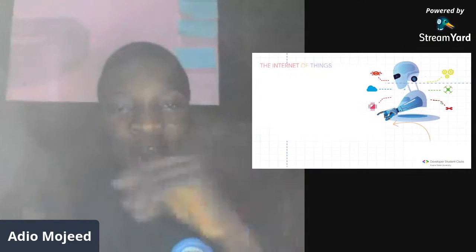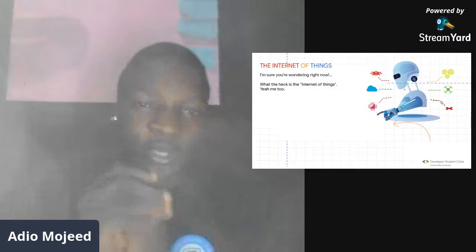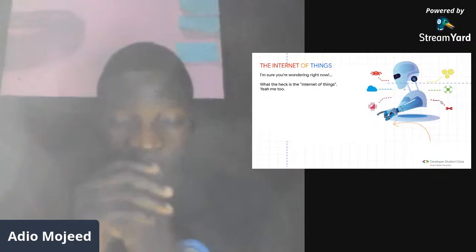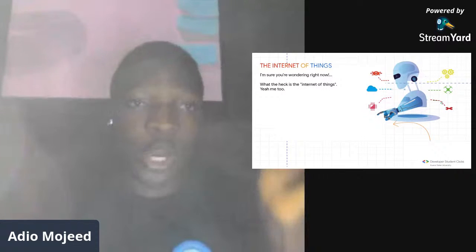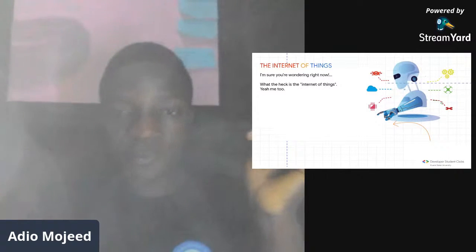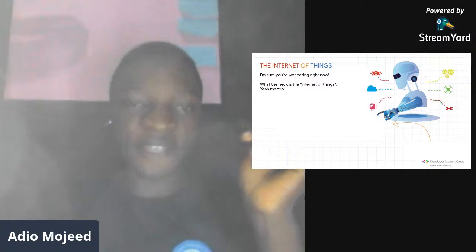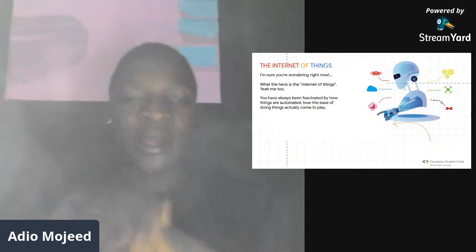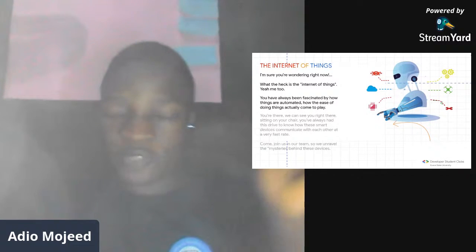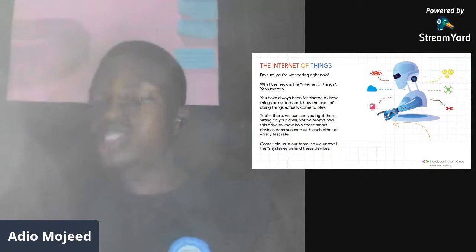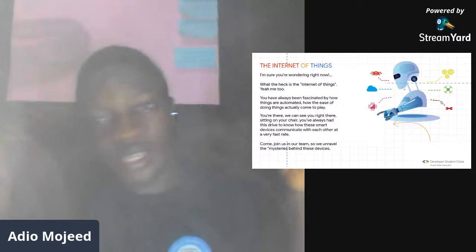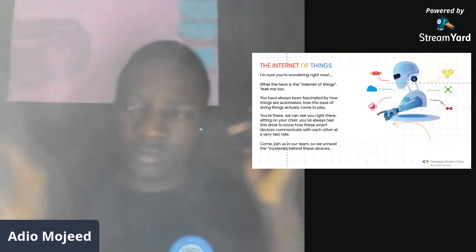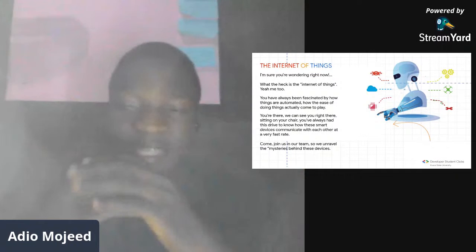So we have the Internet of Things. I'm sure you're wondering right now, what the heck is the Internet of Things? Most people have heard of IoT and machine learning, but they don't actually know what it is about. If you've always been fascinated about how things are automated, how the ways of doing things actually come to play, like we've seen robots and self-driving cars, these things are works of Internet of Things and machine learning. If you have the love for automated stuff, then you can consider joining the Internet of Things track.